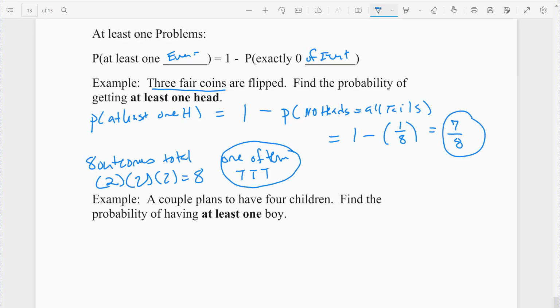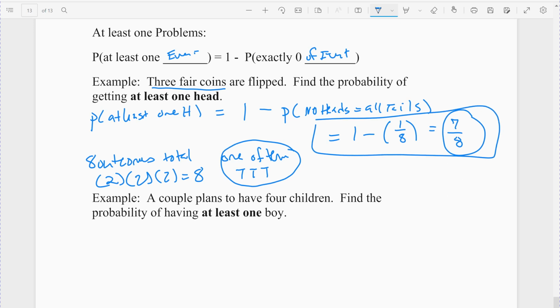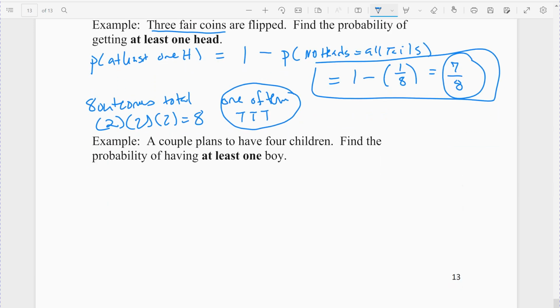Alright, so 7 out of 8 outcomes for at least 1 head. Now we can use the short version for that. The last example, and again I'm going to pop up to kind of explain it too, but suppose this goes back to the 4 children, so we're adding a child, so we have 4 possible children. Find the probability of having at least 1 boy.